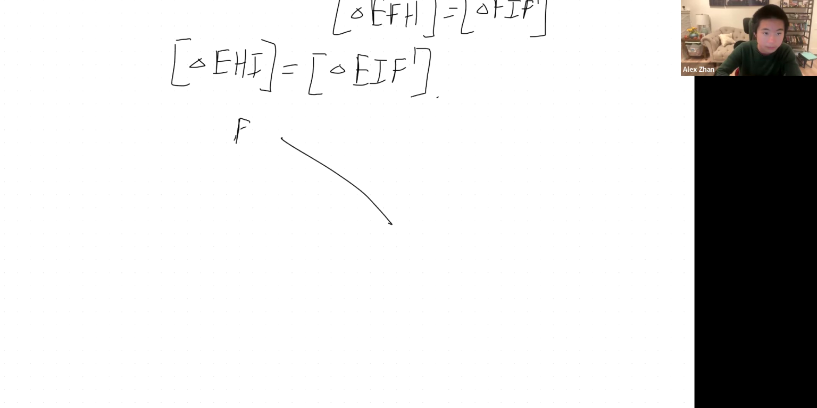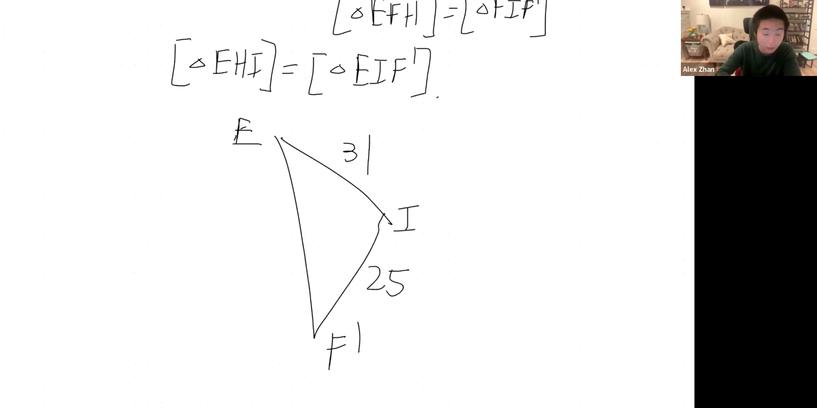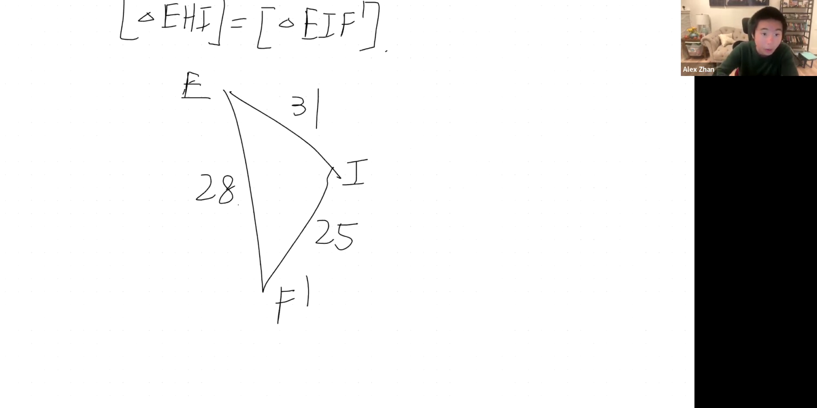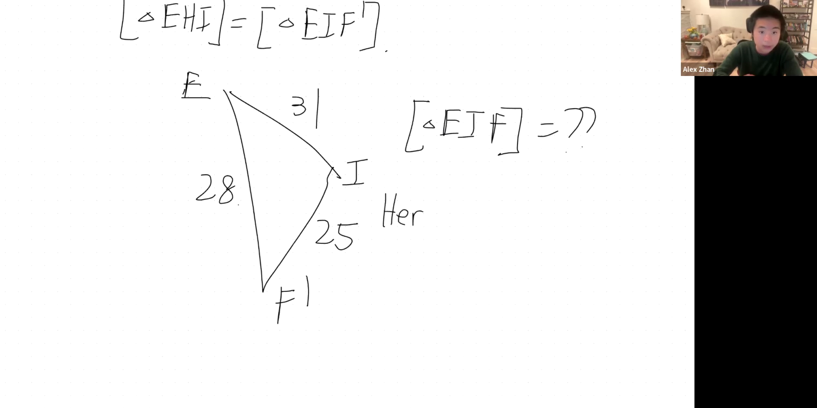So in triangle EIF prime, we already have that EI is equal to 31, FI is equal to 25, and EF prime is equal to 2 times 14, which is 28. So now the remaining problem is to find out the area of this. And luckily we already have something known as Heron's theorem to find this area. So Heron's formula, I will write out the statement of Heron's formula.